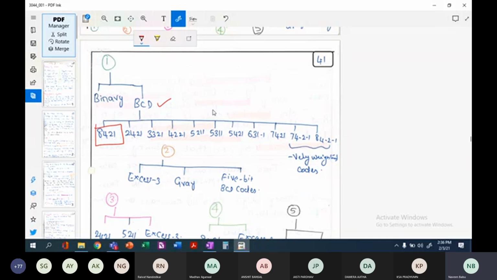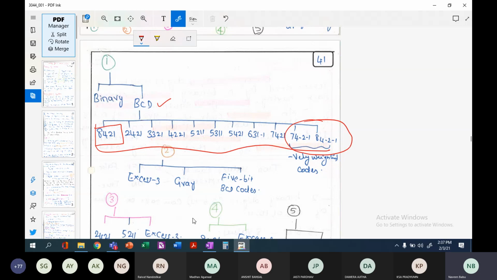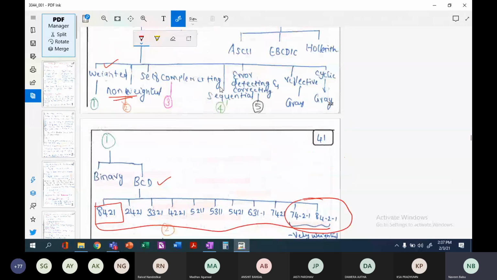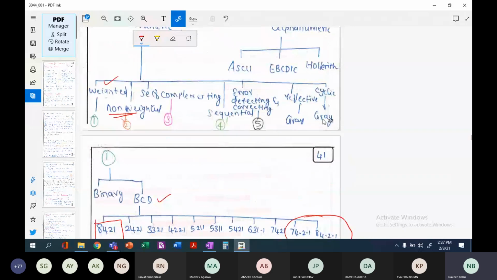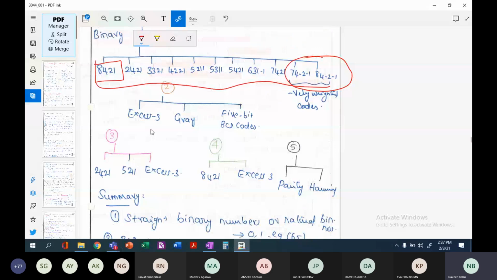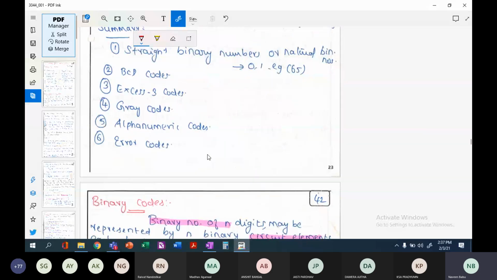Okay. The rest of the codes, whether it is self-complementing or whether it is reflective cyclic codes, they don't have any weights to them. They are non-weighted codes, obviously. XS3, gray, 5 bit, they're all non-weighted codes. Okay, right. So coming back to this 2421 code.